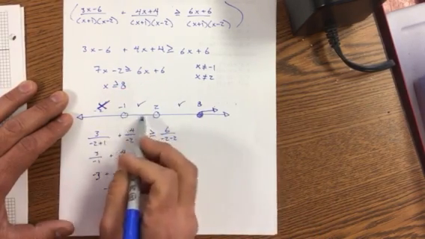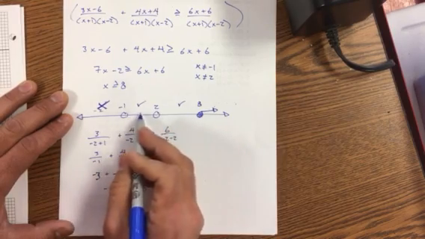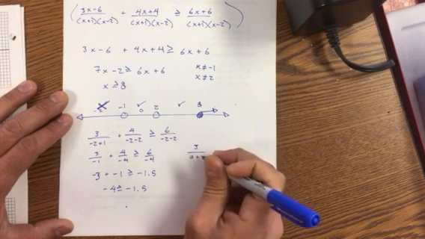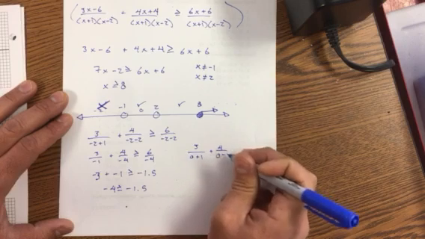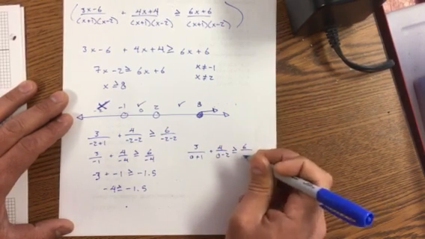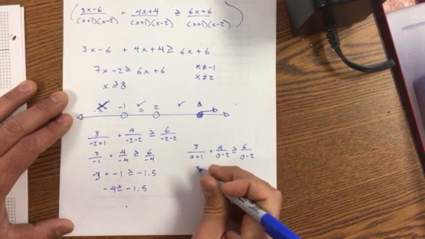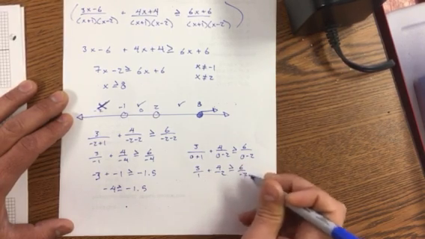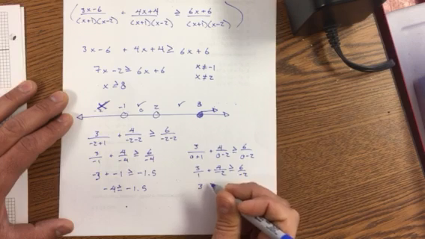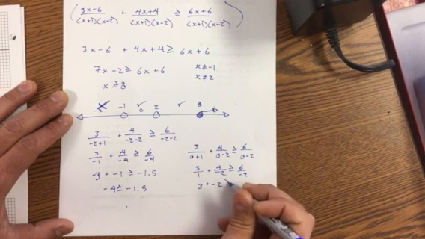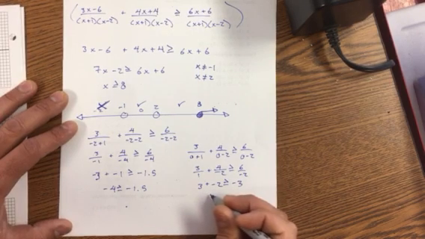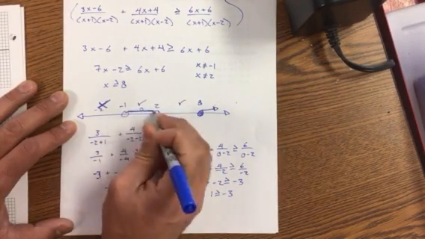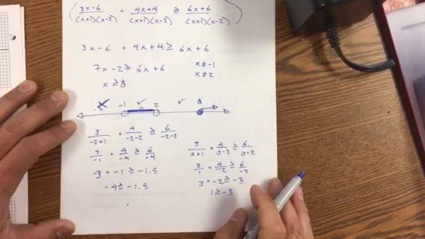Then I'm going to try inside of here, -1 to 2. A number in between -1 and 2 is 0. I'm going to try 0. The same thing: 3 over 0 plus 1 plus 4 over 0 minus 2 greater than or equal to 6 over 0 minus 2. 3 over 1 plus 4 over -2 greater than or equal to 6 over -2. That's 3 plus -2 greater than or equal to -3. 1 is greater than or equal to -3. That is true. So from here to here is also true on the statement.